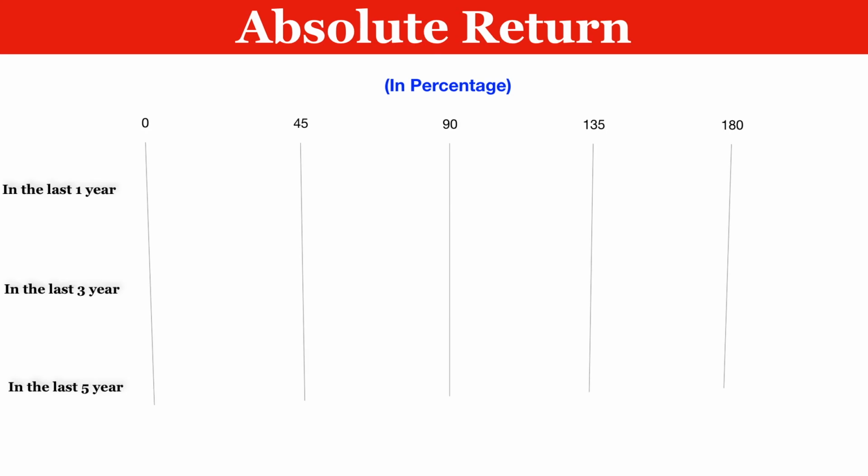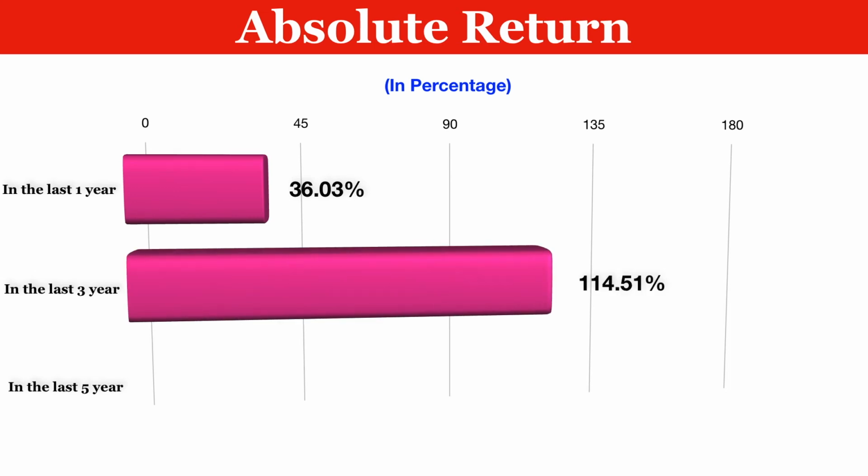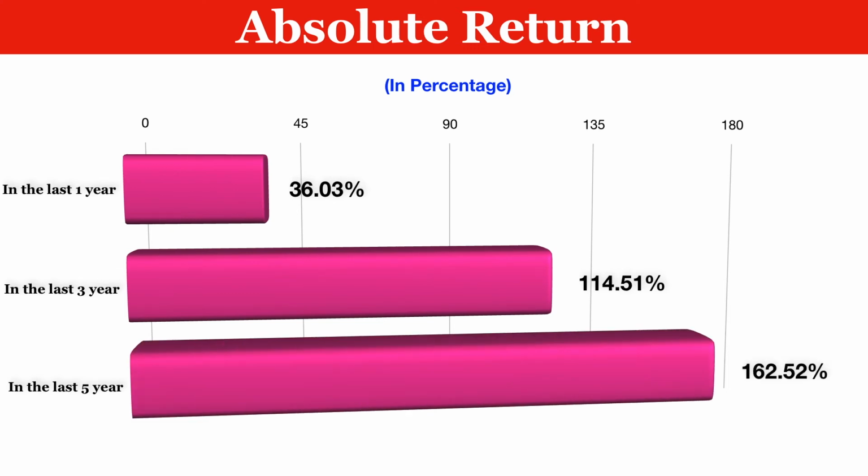Now we have come to the exciting part of this video, which is going to be absolute return in percentage. This fund has produced the return of around 36.03% in the last 1 year. When you consider the last 3 years, it has produced the return of 114.51%. In the last 5 years, it has given the return of around 162.52%, which is higher compared to its peers.